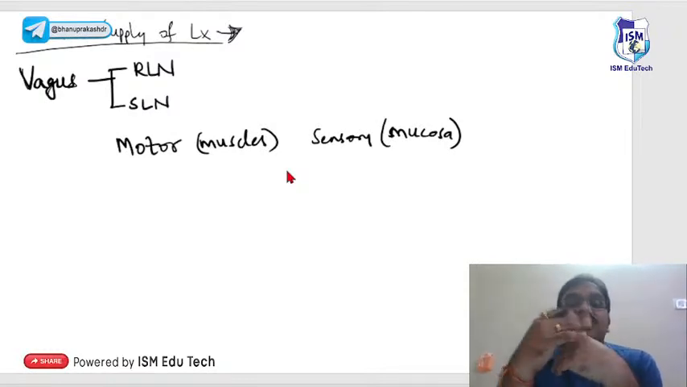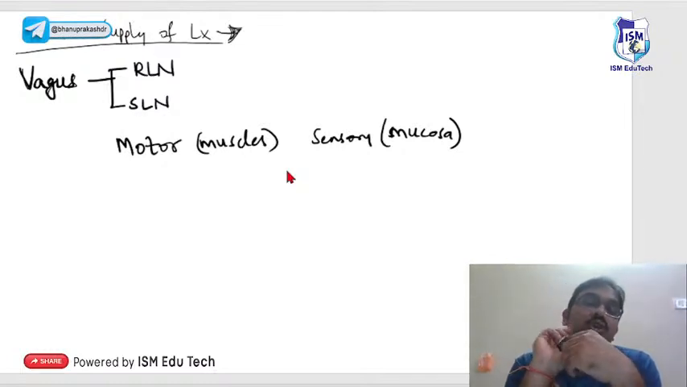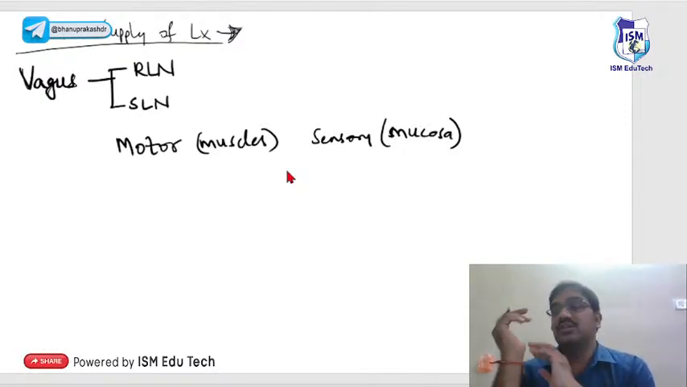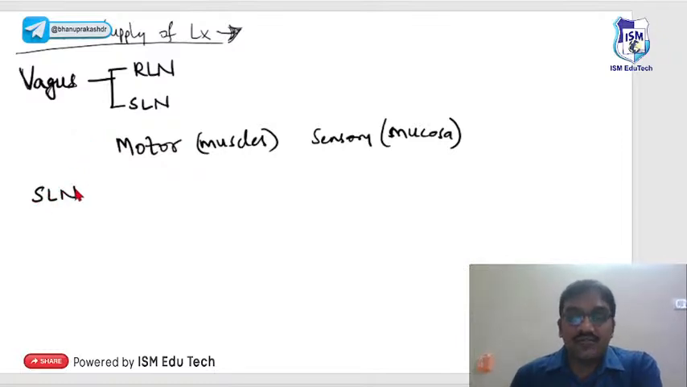So if you have to produce speech, the variations in articulation are most important to modulate the tone produced by the vocal cords into different words. Keep that in mind. And so we'll quickly come to the nerve supply of the larynx. First we'll discuss the RLN and SLN.